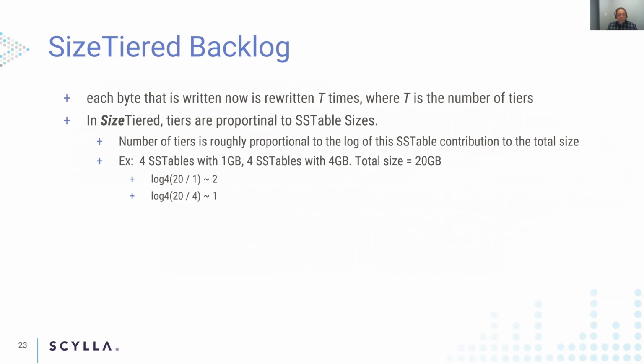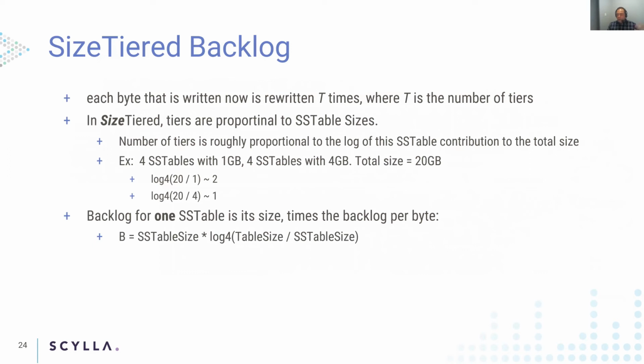But when I look at the second tier, 20 over 4, log 4 of that is around 1. So what that means is that I will only have to copy all of those bytes and rewrite them and read them and write them again another time. So they reach the state of 0 backlog. And what happens, for instance, if I'm already in the state that I have a single SSTable in the system, that SSTable would be, in this case, 20 gigabytes. 20 over 20, the log of that is 1, the log of that is 0. That means I don't have any more backlog. So that's how the size tier backlog works.